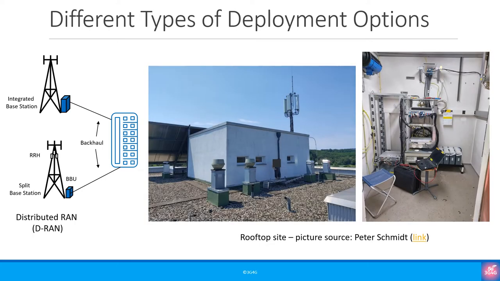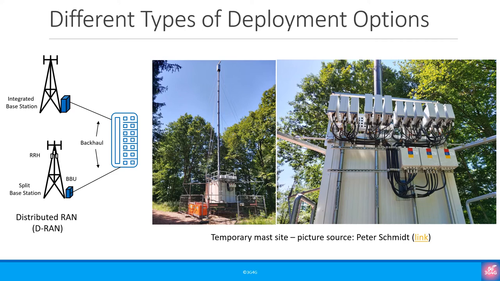An example of a rooftop site can be seen here. Here the RRHs are in the building on the roof and only the RF cable is run onto the mast. Here is a temporary site example. Here the mast is thinner, it can't take the load of the RRHs, so they are at the bottom and the RF cable runs from them to the top of the mast.